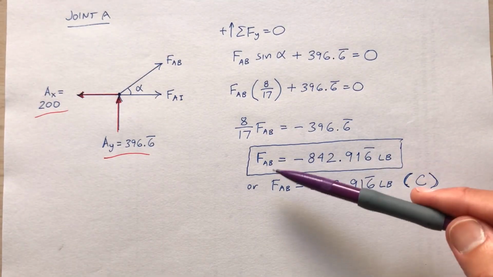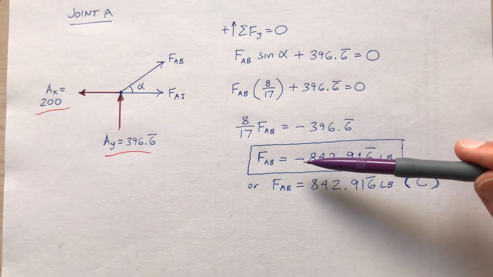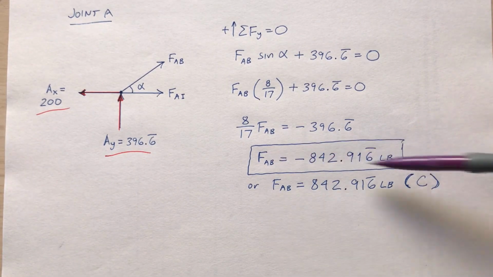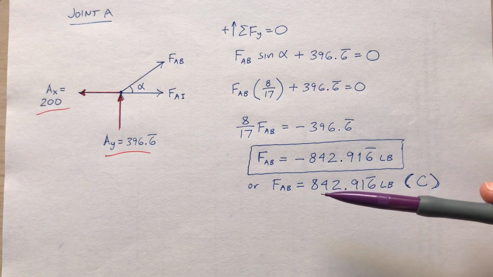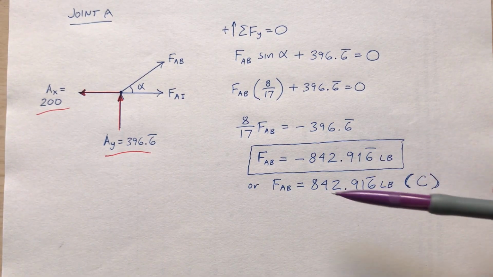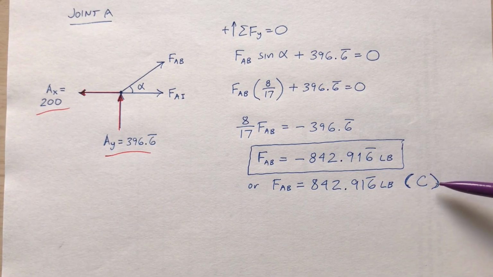Okay, so solving for F sub AB, I get negative 842.9 pounds. The negative means the bar is actually in compression, so I'm going to put the box around this answer that has a negative sign for mathematical purposes, but for practical purposes, F sub AB is 842.916, the 6 repeats, pounds. The C means it's in compression.